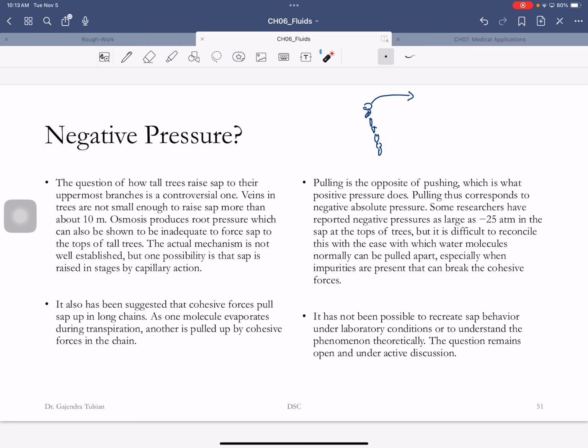It's not possible to recreate sap behavior under laboratory conditions or to understand the phenomenon theoretically. The question remains open and is under active discussion. So a simple thing as that, we don't know the answer to. Okay, we're going to stop here.